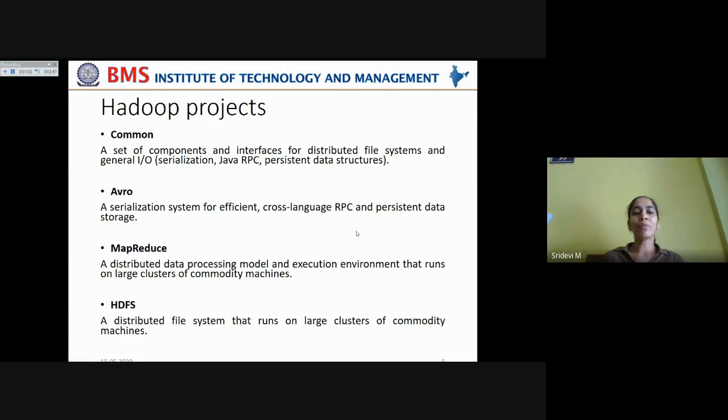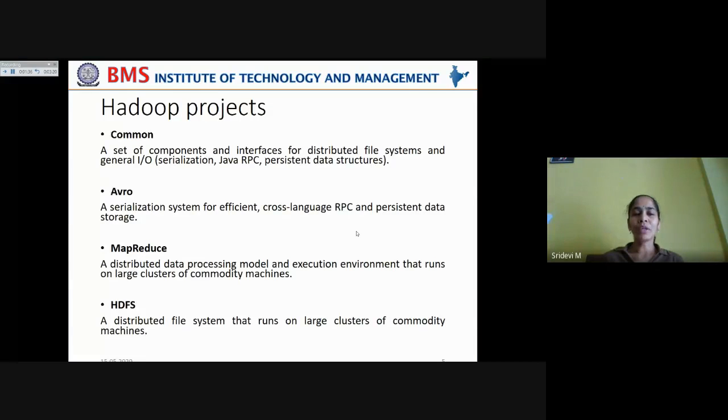And Avro is another project which is a serialization system for efficient cross-language remote procedure calls and persistent data storage. So if you want to interact between the nodes which have data and which use different languages, in that case, we can use cross-language remote procedure calls in order to communicate between them, and they also have persistent data structures for the data storage.